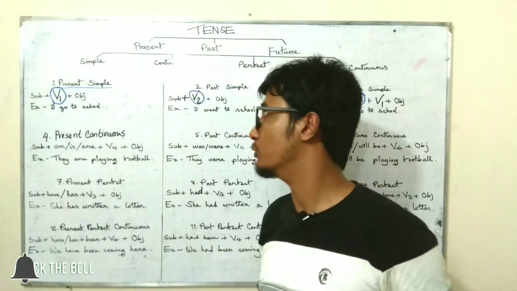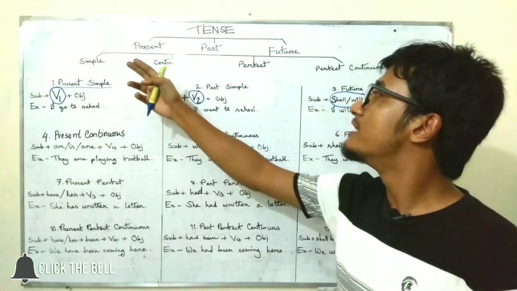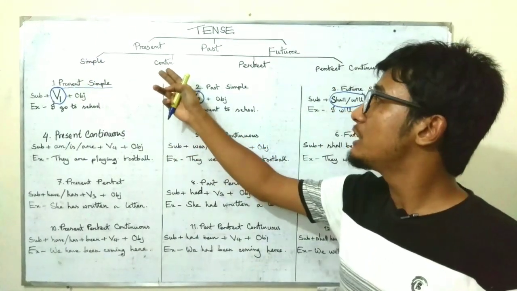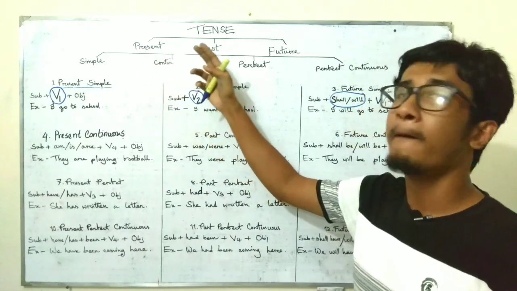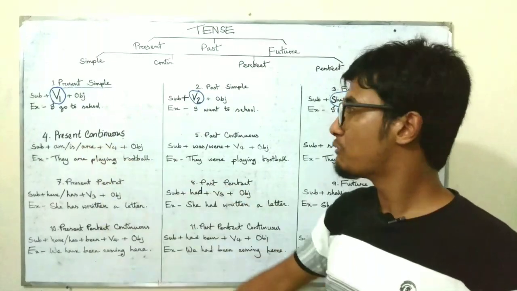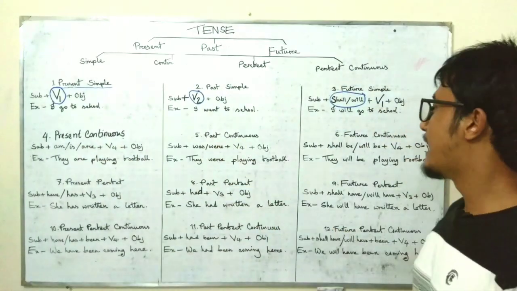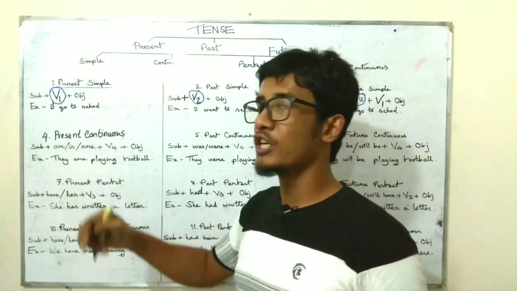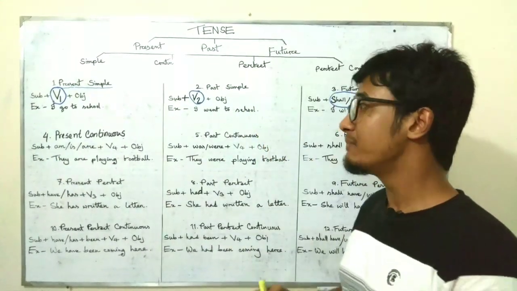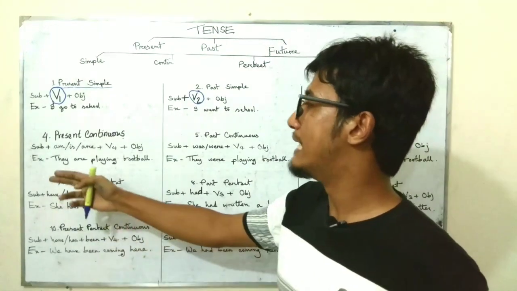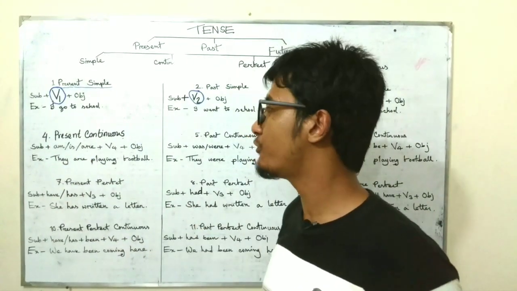So let's continue. After simple, there is continuous, and similar to simple, continuous goes to present, past and future. So we have present continuous, past continuous and future continuous. Okay. Now the structures are almost the same in all these three continuous tenses. So let's see present continuous at first.